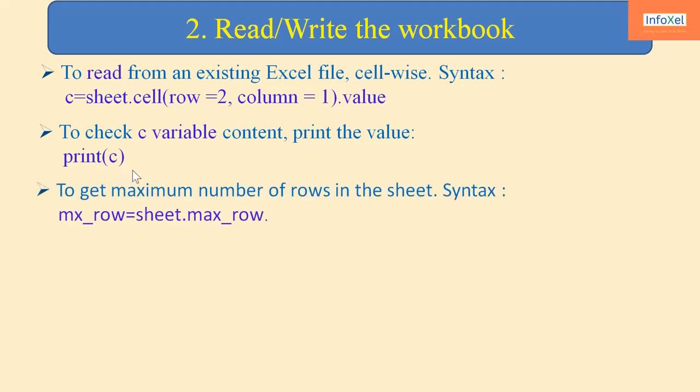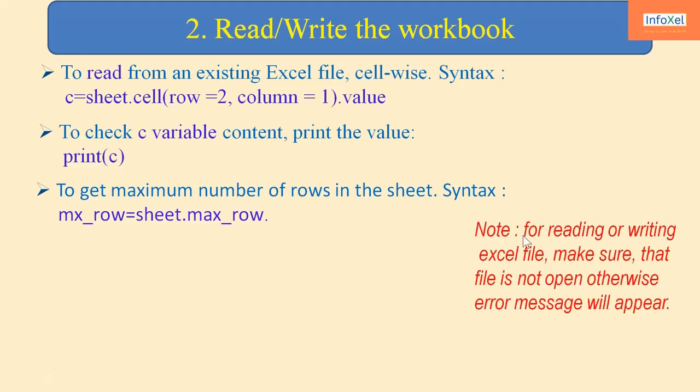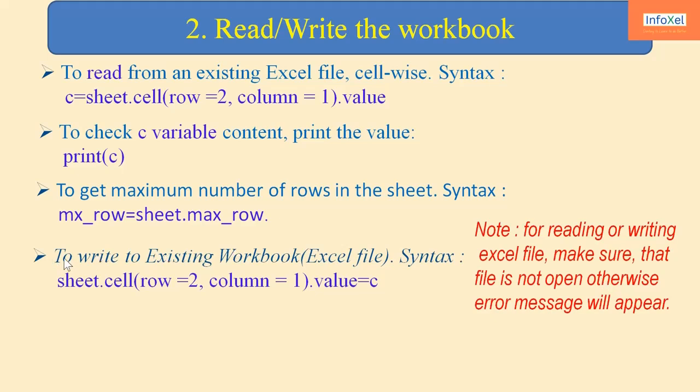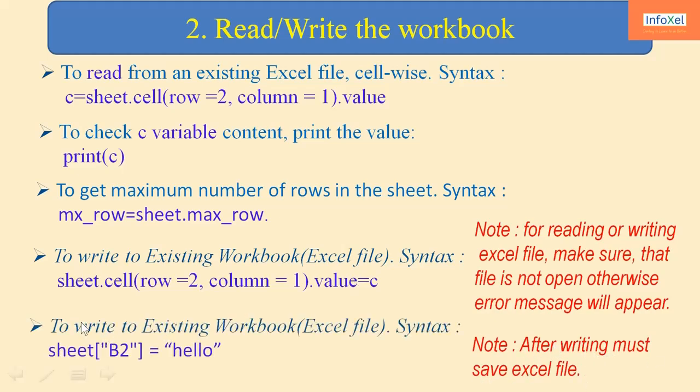So next, to get the maximum number of rows in a sheet, this is the syntax or command we have to use. Note, very important note: for reading or writing an Excel file, make sure that the file is not open, otherwise an error message will appear. Next you can see, to write to an existing workbook, this is the command to be used. Important: after writing, you must save the Excel file. Another way of writing to an existing workbook is this command.